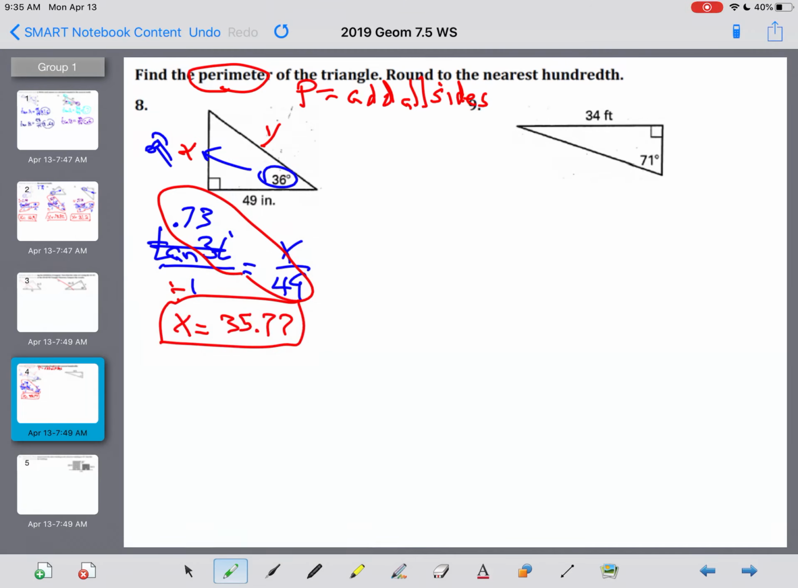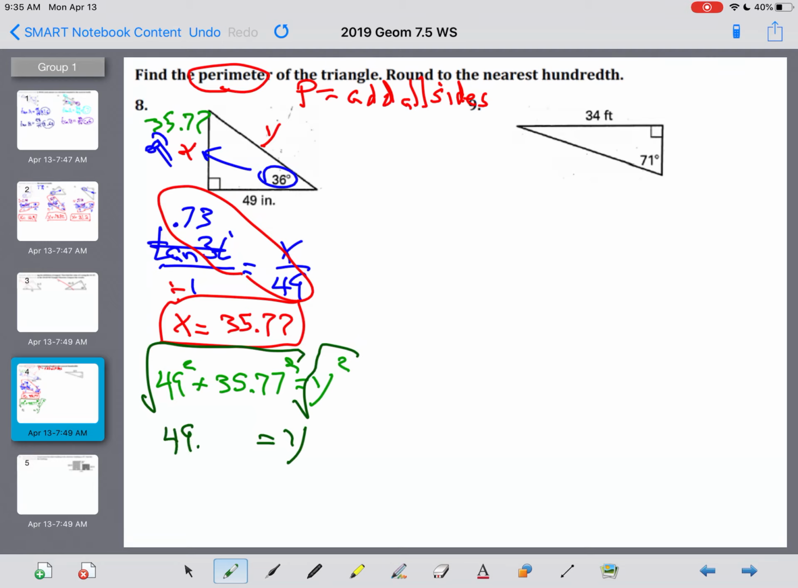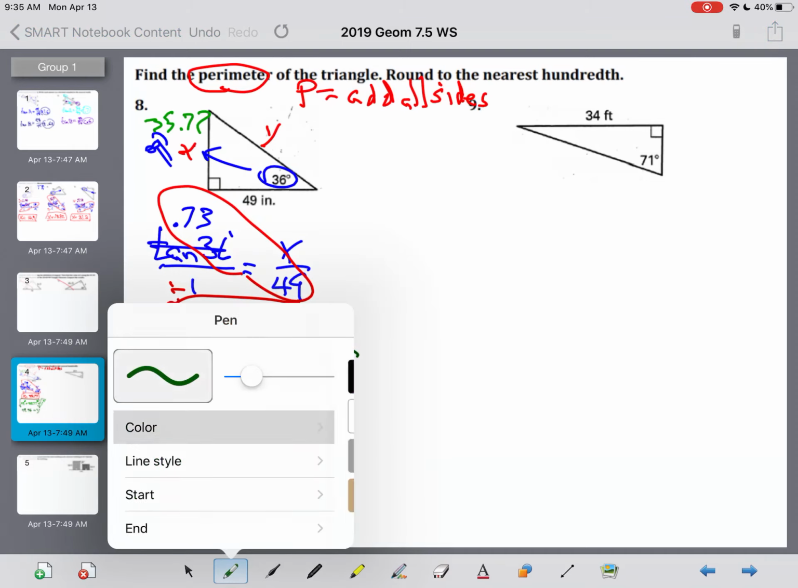Now to go ahead, so this is 35.77. So now I can take 49 squared plus 35.77 squared equals y squared. And from there, I can square root. Again, calculator time. So y equals, make sure we type this in right. And that will give us an answer of 49.36.